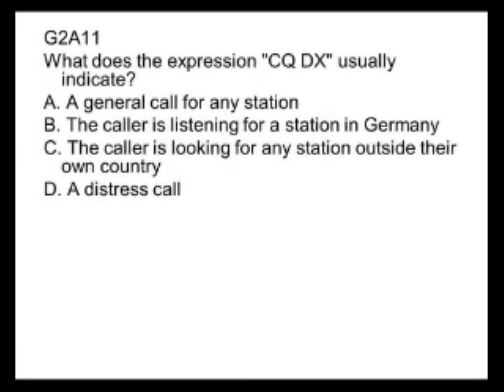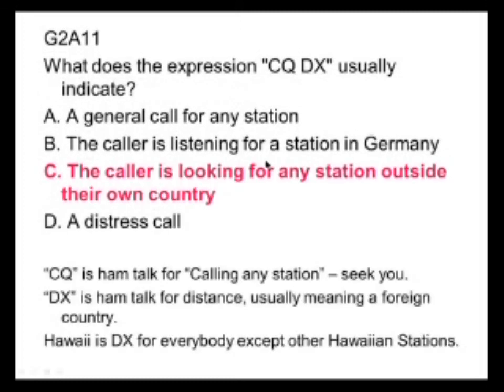What does the expression CQDX usually indicate? It means the caller is looking for any station outside their own country. In ham talk, CQ means calling any station. You can think of it as seek you. DX is ham talk for distance, usually meaning a foreign country. Out here in Hawaii, we're DX for everybody, except other Hawaiian stations.